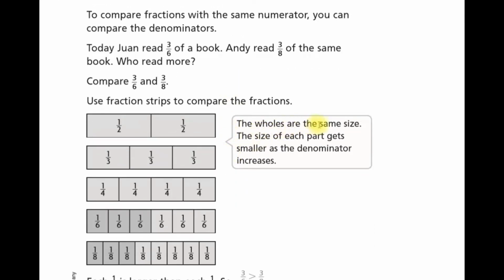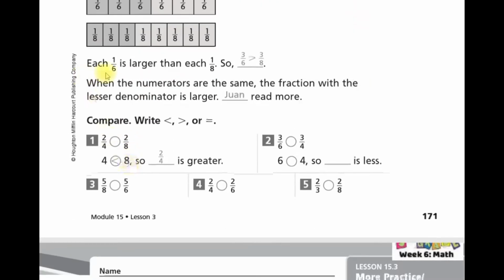The wholes are the same size. The size of each part gets smaller as the denominator increases. Each 1/6 is larger than each 1/8, so 3/6 is larger than 3/8, or 3/6 is greater than 3/8. When the numerators are the same, the fraction with the lesser denominator is larger. Juan read more. Compare, write less than, greater than, or equal to.